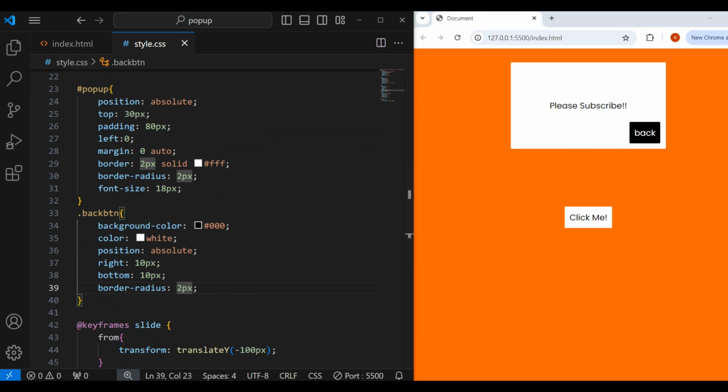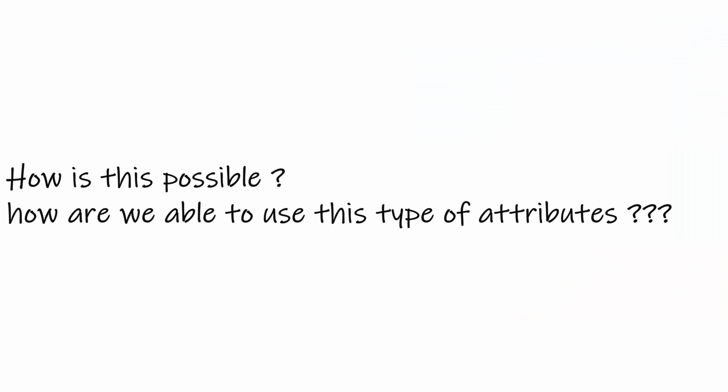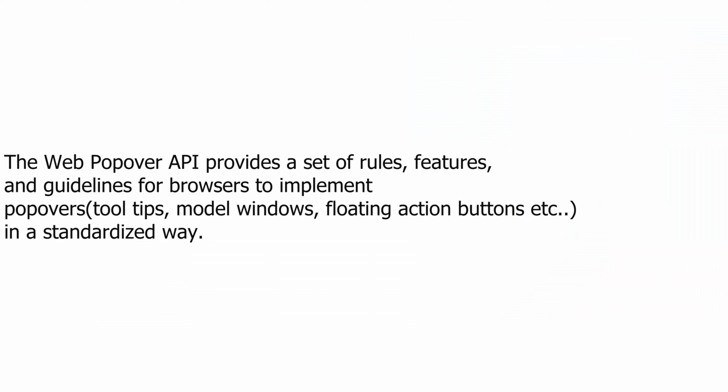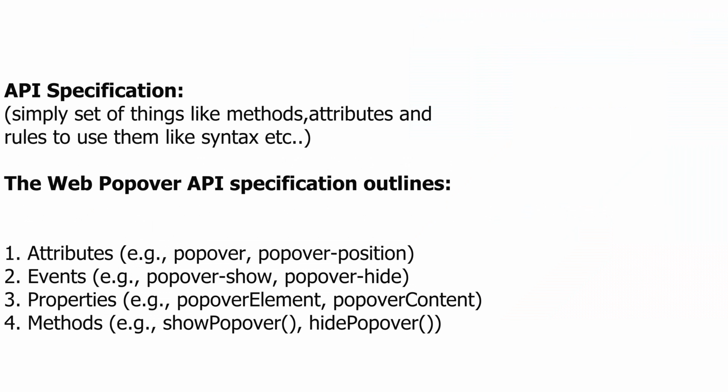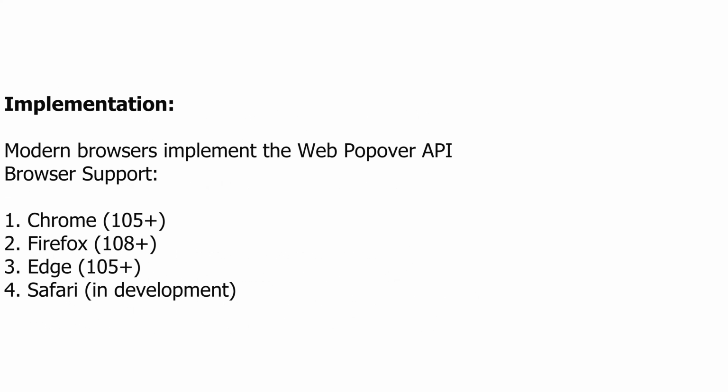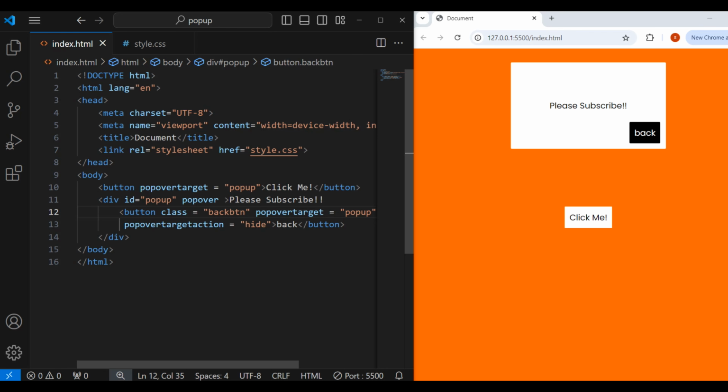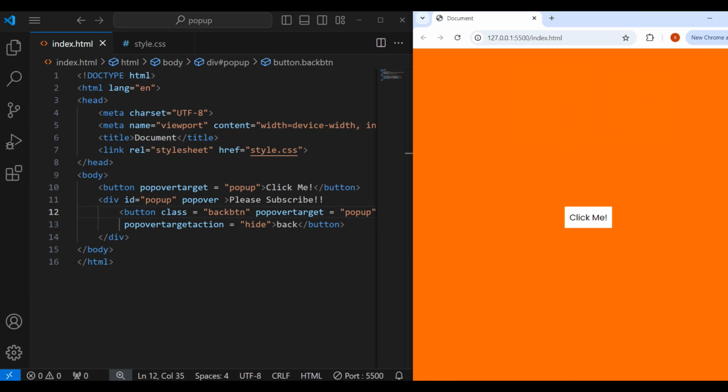Okay, now one thing, guys, how am I able to use these attributes in my HTML? These are not part of my HTML, right? So guys, recently a web API called the Web Popover API was implemented in modern browsers, and because of that API implementation, we are able to use these attributes which are a part of that Popover API, and these are some additional things which will allow developers to create pop-ups, action buttons, modal windows, etc. using HTML.